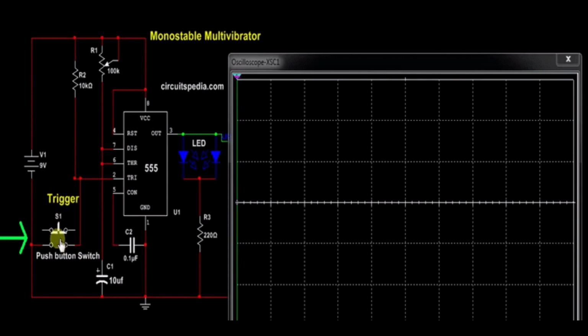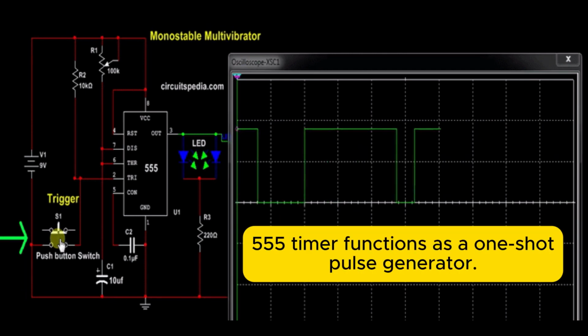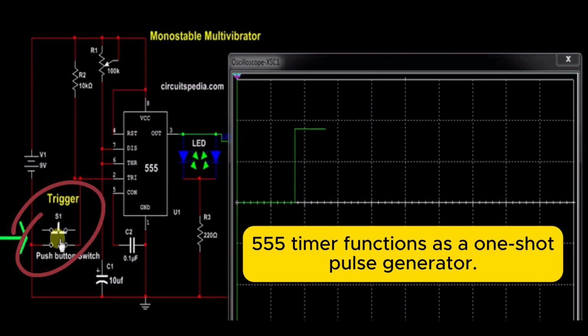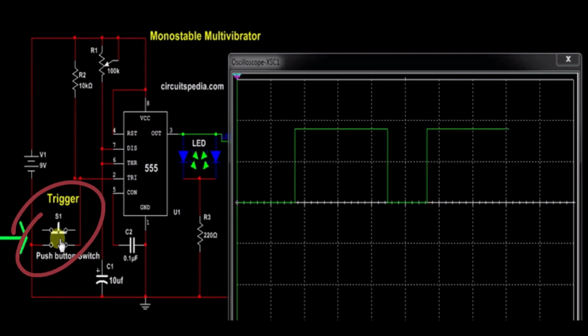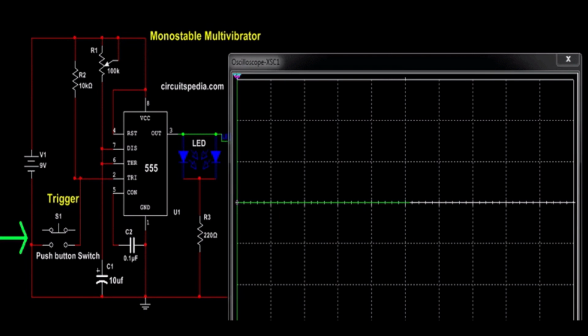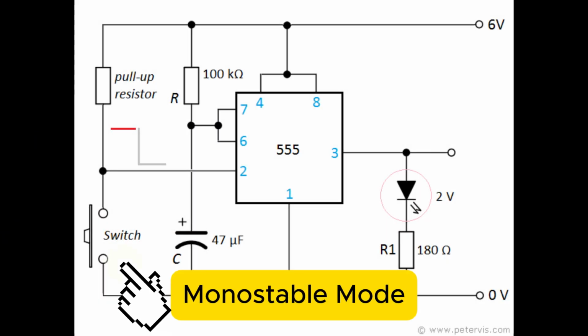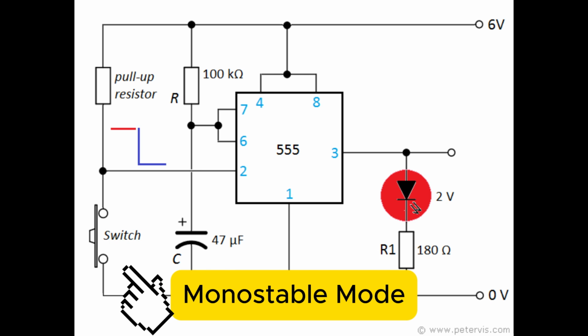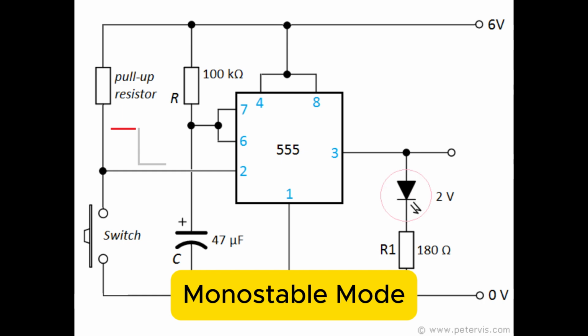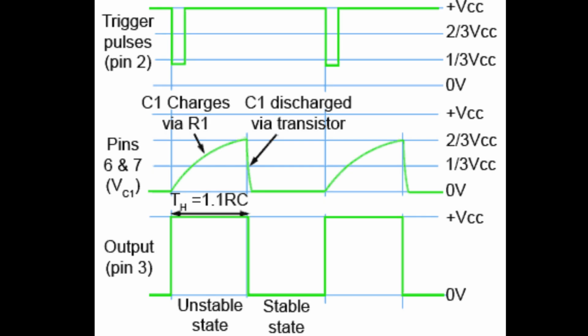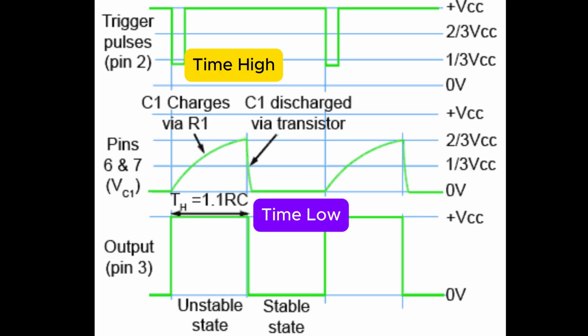Let's start with monostable mode. In this configuration, the 555 timer functions as a one-shot pulse generator. Here's how it works. This is the basic operation of monostable mode. When triggered by a negative pulse at the trigger pin, the 555 timer changes its output from low to high for a specific duration determined by external resistance and capacitor. Once the time elapses, the output returns to low.